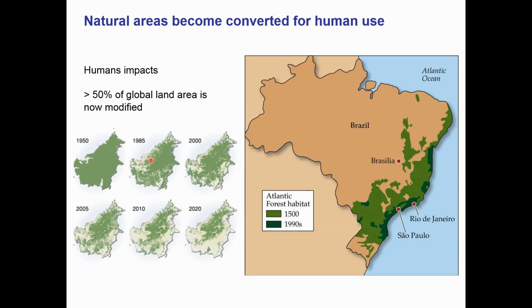However, as we go through time, that forest has been spectacularly decimated. So that now in 2020, it's less than 30% of what it was in 1950. So in the space of 70 years, we've lost more than 70% of the area of forest in the island of Borneo. It's even more dramatic if you look at the Atlantic forest habitat in Brazil.